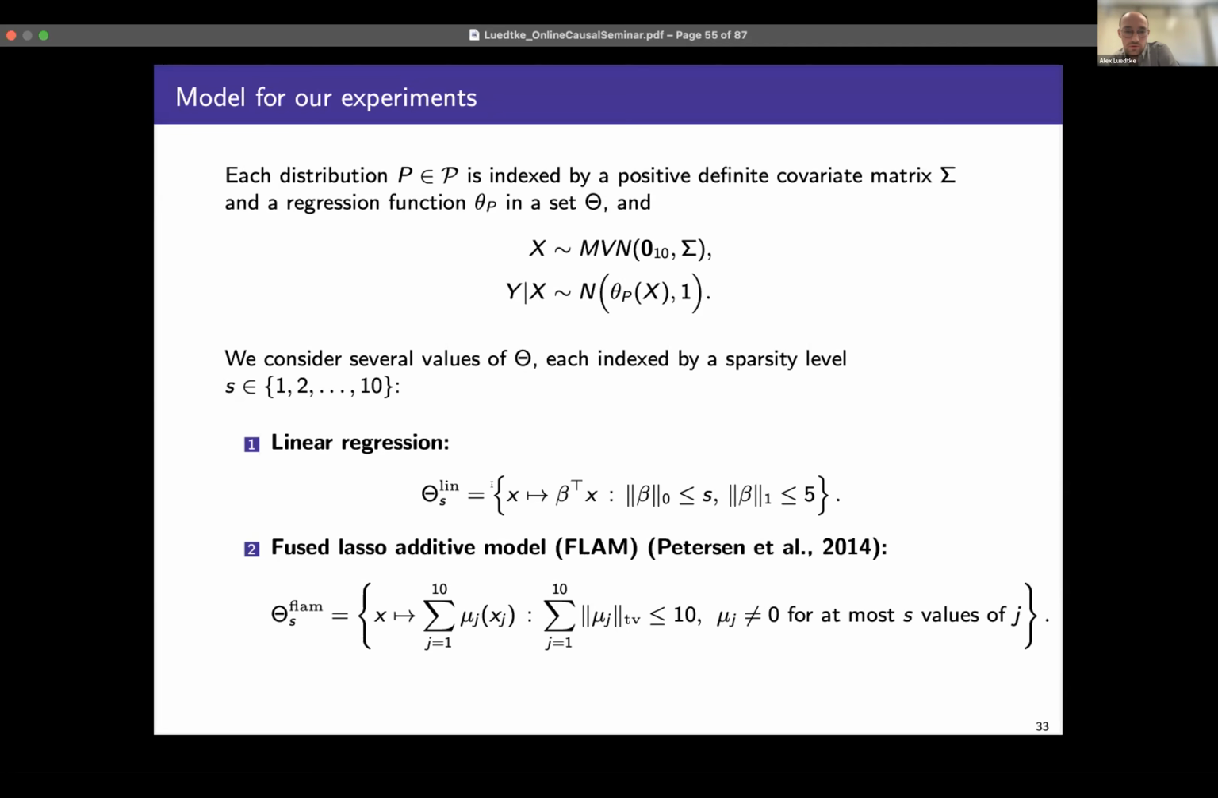Okay, and the second, more flexible model that we considered here was a fused lasso additive model. Again, we indexed it by a level of sparsity, the number of features that matter. So we had this generalized additive model structure where in this fused lasso additive model, you bound the total variation of the components of the generalized additive model. You basically make sure they don't jump up and down too much. They're not too crazy, though they're certainly allowed to be discontinuous. And then to enforce the sparsity level, we just make sure that no more than S of the components are non-zero. Okay, so other than those S non-zero components, the remaining features are irrelevant for predicting the regression function.